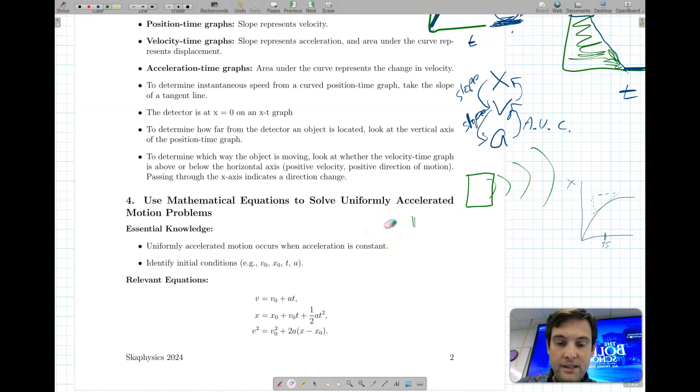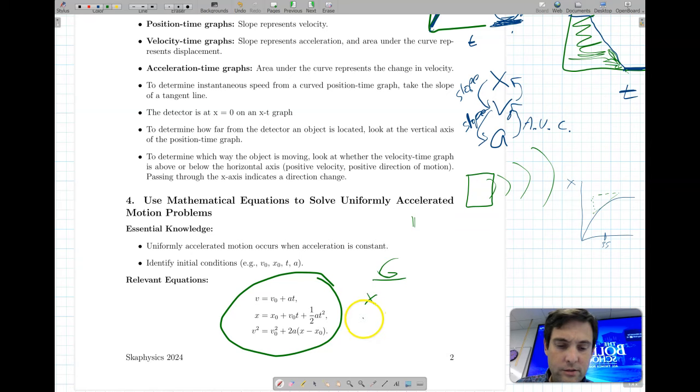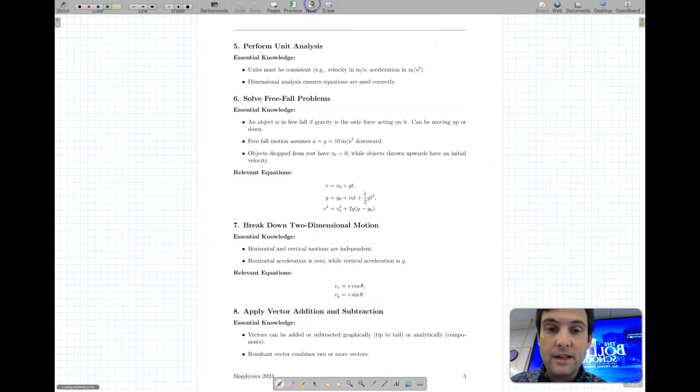Kinematics equations: there are 3 kinematic equations. We can use these if and only if we have a constant force or constant acceleration. We need to identify initial conditions and list them out, so we can list out all of our givens. We have our x, we have our v naught, we have our t, and we need to find acceleration. As long as we have 3 of those things, we can use those equations and solve for the missing one. But only if our acceleration is constant.